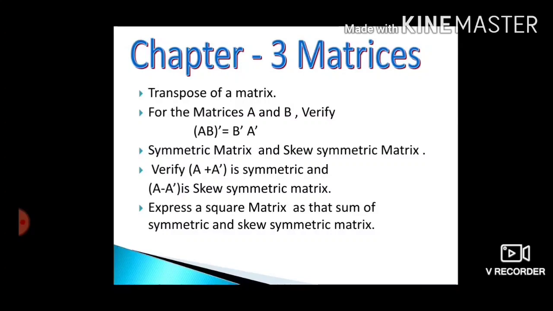And then in the last we will do expressing a square matrix as the sum of a symmetric and a skew symmetric matrix. This last part is very important, and every year in the board exam we get this question, and this question is for 4 marks. So these are the main important parts we will do today. You will watch the video, and whatever assignments are given to you, you will do in your notebook, and you will enjoy today's online classes.